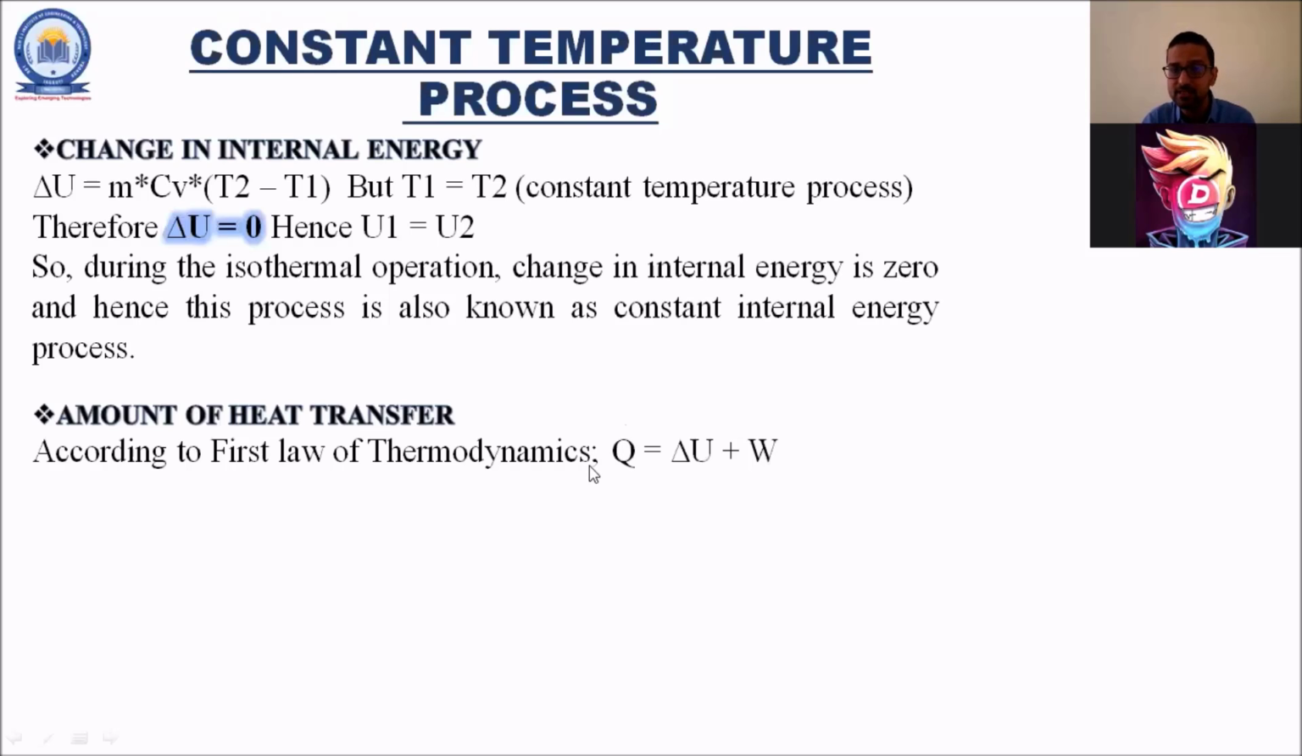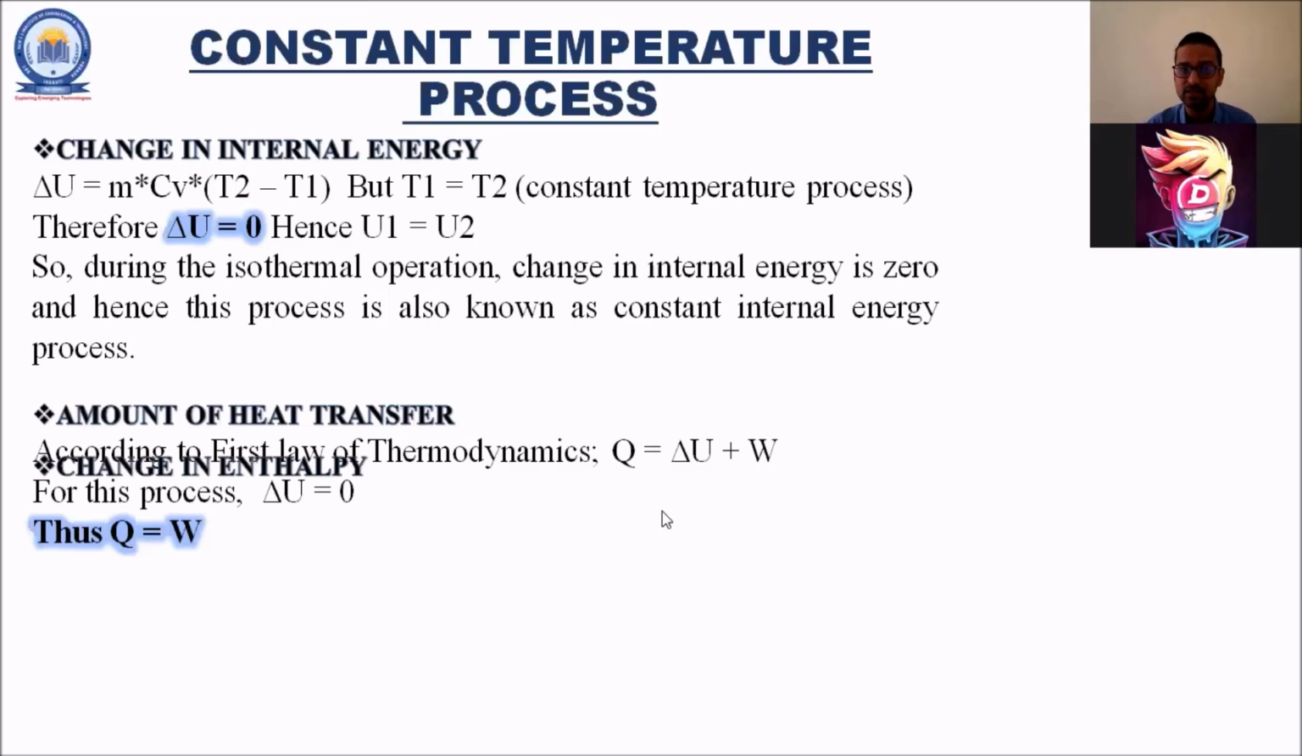According to the first law of thermodynamics, we can write Q is equal to delta U plus W. In this equation, we will substitute delta U is equal to 0, we already know this value. So finally we get Q is equal to W. We have already derived the expression for W, so whatever answer we get for W, the same answer applies to Q, the amount of heat transfer. Here we need to consider the boundary condition, so Q will be equal to W in the mathematical calculations.